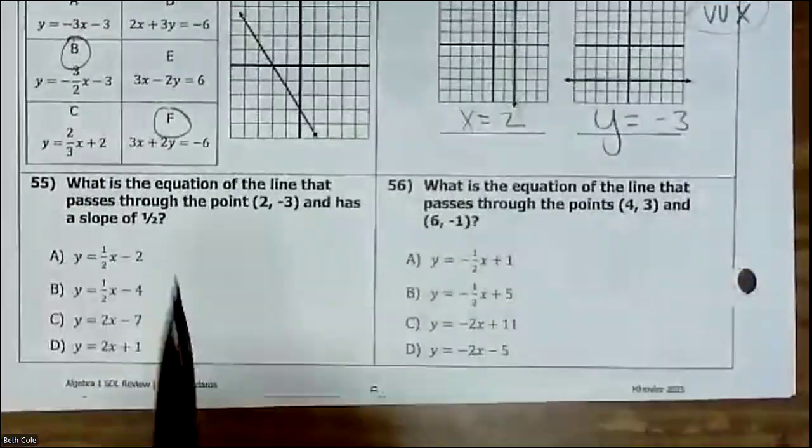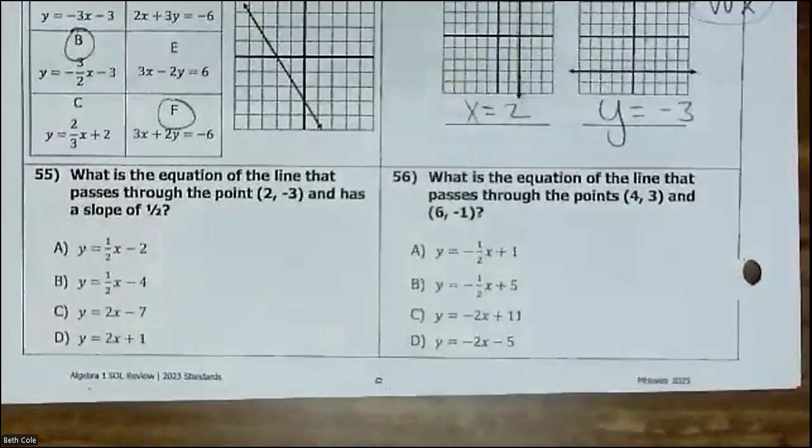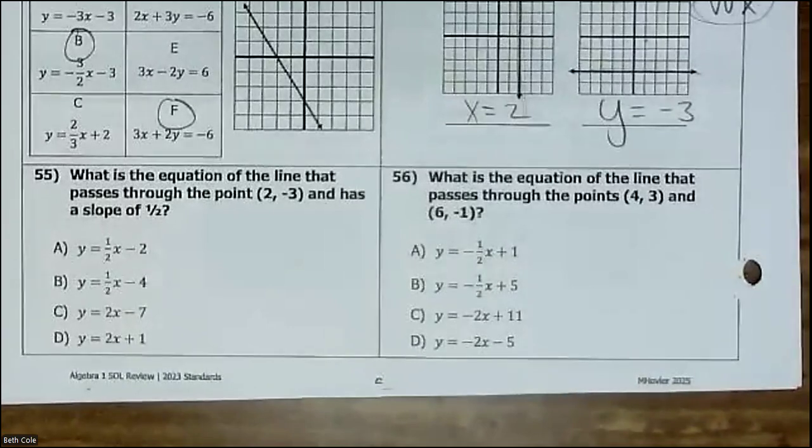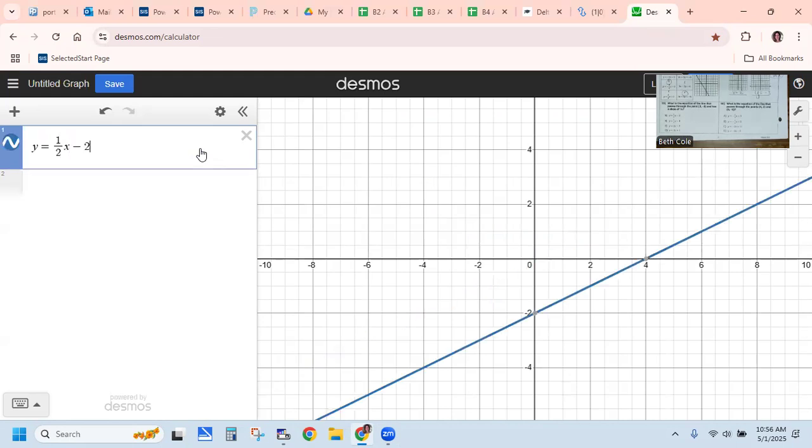All right, write the equation of a line that goes through this point and has a slope of a half. What should your instinct be for every single question? Calculate it. Thank you. All right, now I need for you to watch. 1/2 x - 2. Now, what point did it say it had to go through? 2, -3. So watch how I do this. See how I just typed 2, -3? Are you looking? This is brain optional.